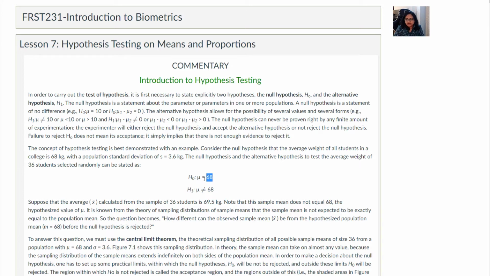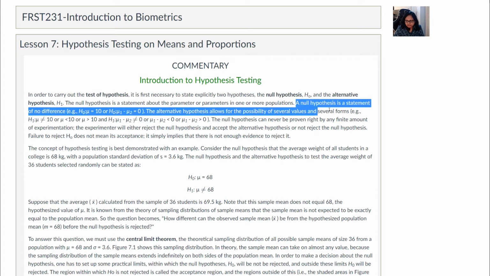That means whenever we are rejecting the null hypothesis, we are basically saying that we are actually going to use the alternative. That means this is rejected, and then we cannot say that it's actually 68. We can say that it's not. It could be less or it could be more. So that's what we say whenever we write the null hypothesis.